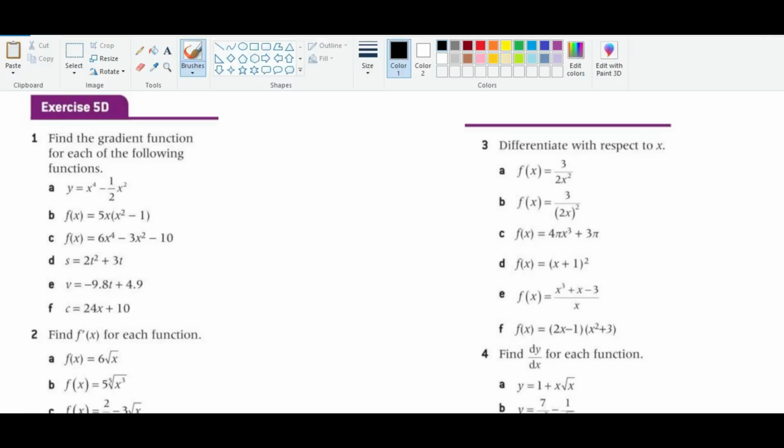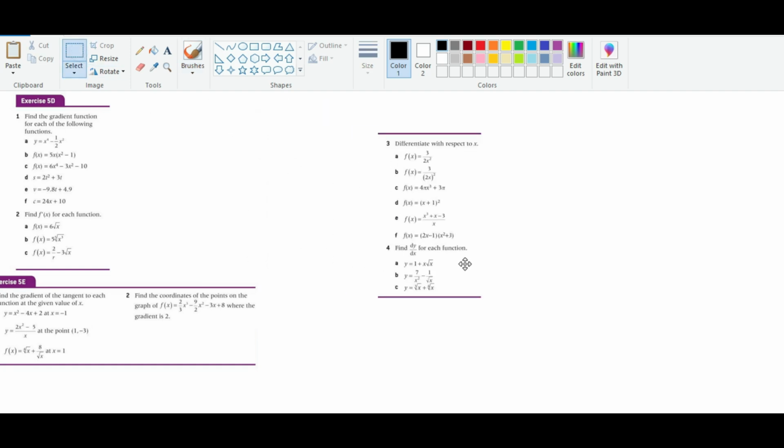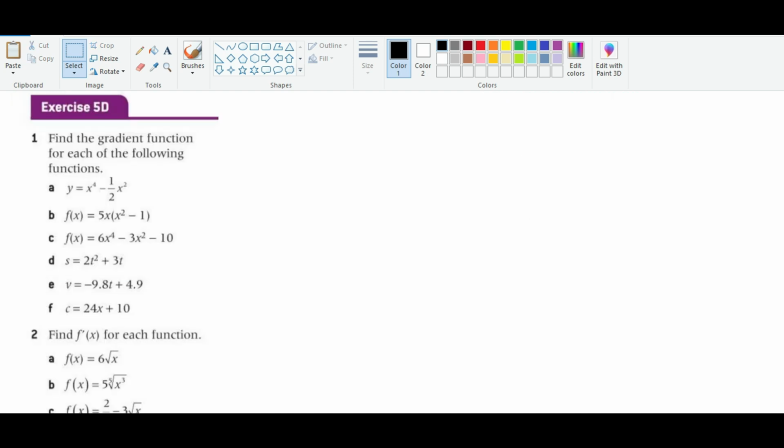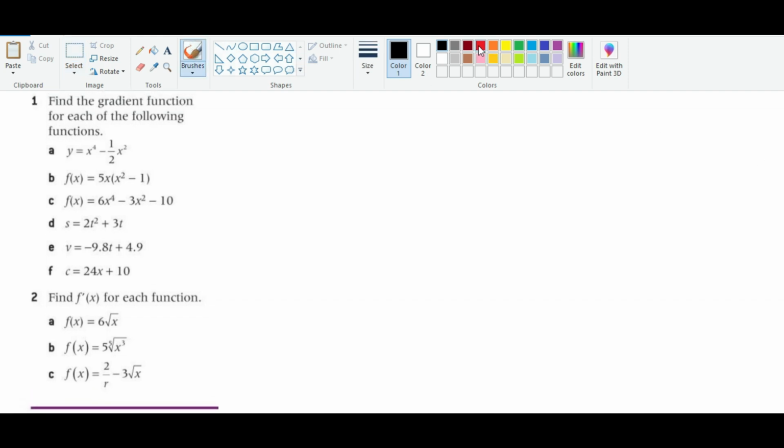Let me enlarge this. Okay. Let's proceed with red color. So if we are finding dy by dx, we need to apply the differentiation on this side also. dy by dx of x to the power 4 negative half x to the power 2.